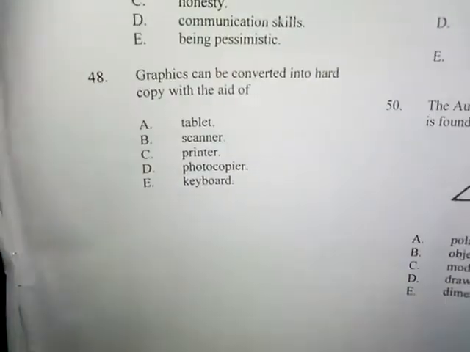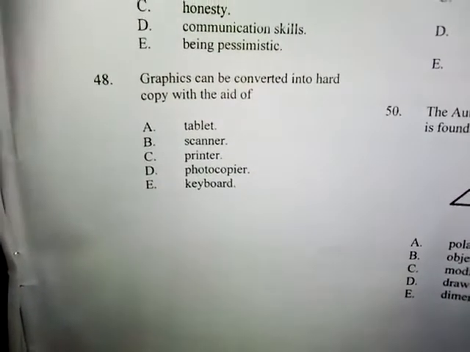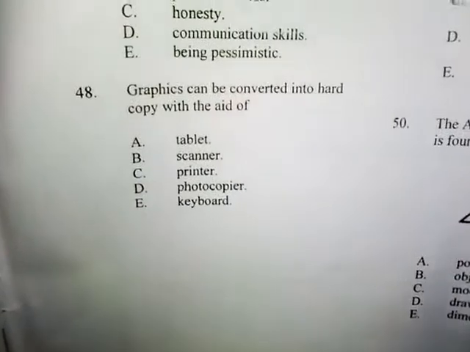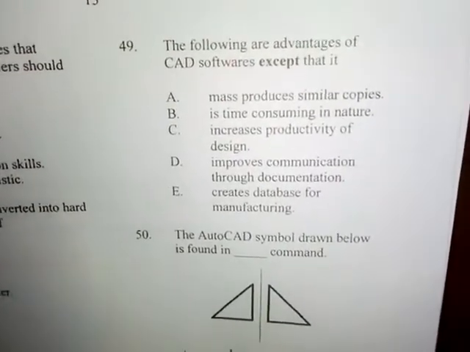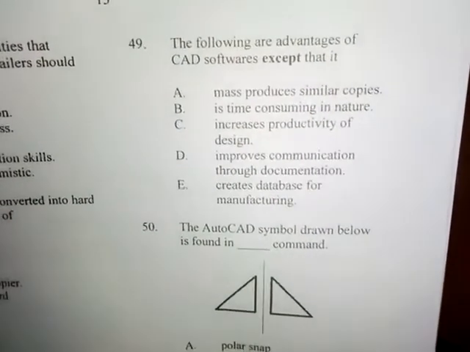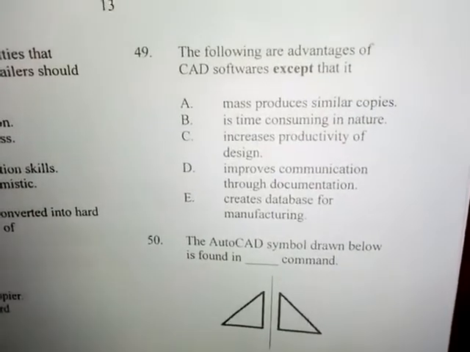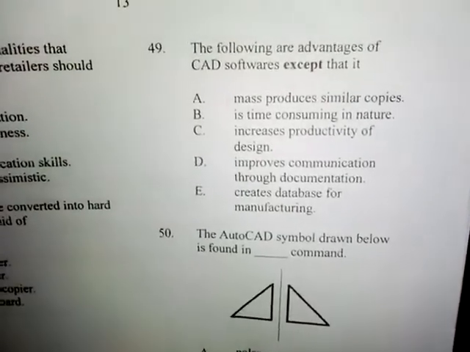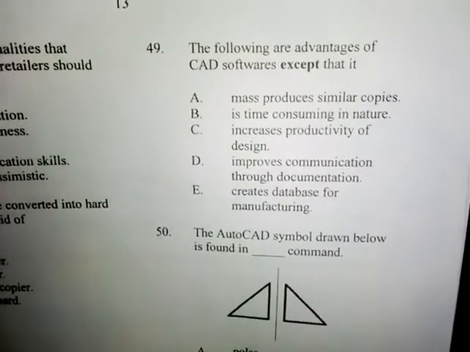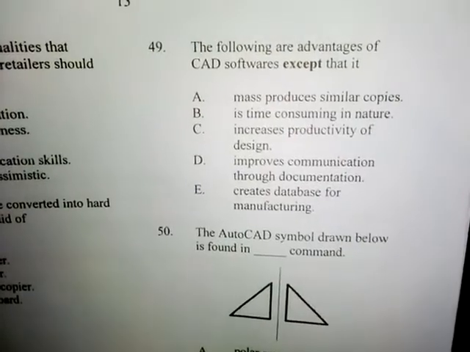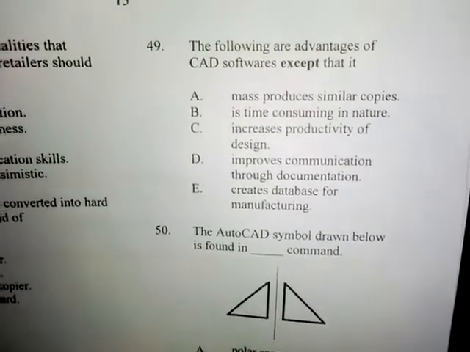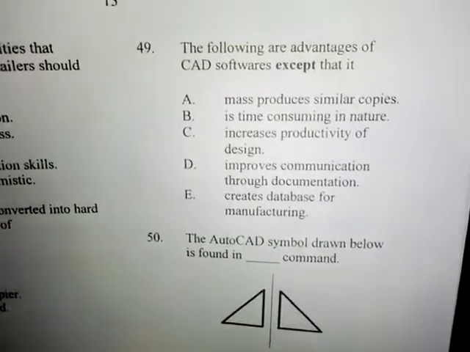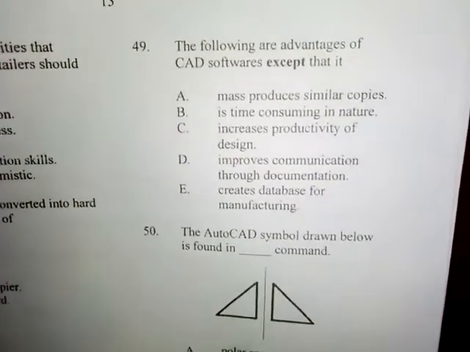Okay, question 48. Graphics can be converted into hard copy with the aid of a printer. So we use a printer to convert a soft copy to hard copy by printing it out. So question 49. The following are advantages of CAD software, except: mass produces similar copies, it's time consuming in nature, increases productivity of design, improves communication through documentation, creates database for manufacturing. So the correct answer is it is time consuming in nature. So that is the correct answer.